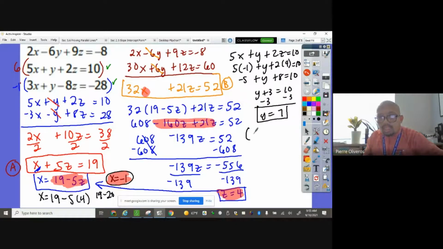So our answer will be negative 1, 7, and 4. You can check your answer by plugging negative 1, 7, and 4 into x, y, and z respectively in the equations to verify if your answer is right. Okay?